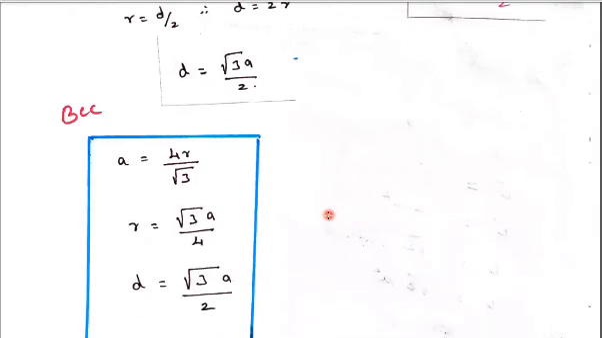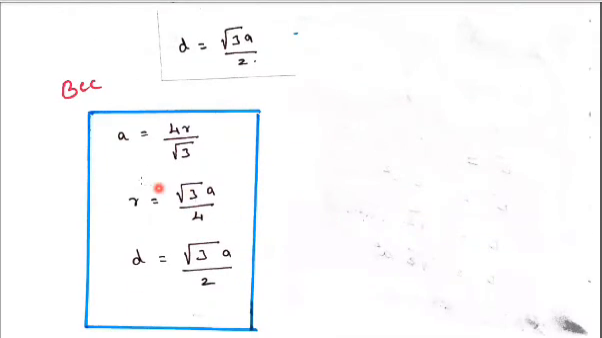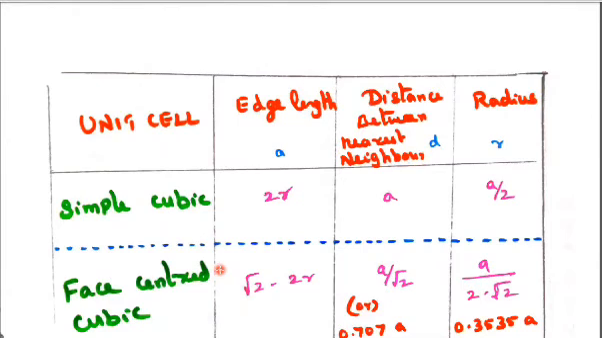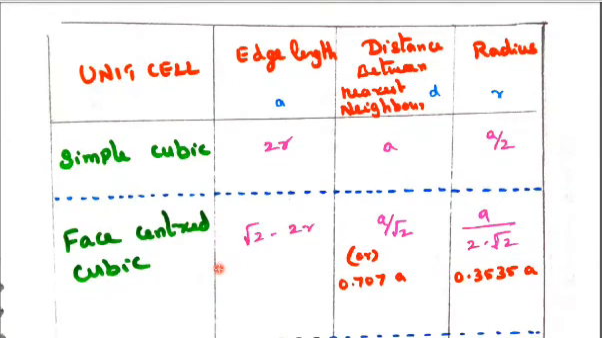So for BCC, a equal to 4r by root 3, r equal to root 3a by 4, and d equal to root 3a by 2. In total, I have substituted all the values here.